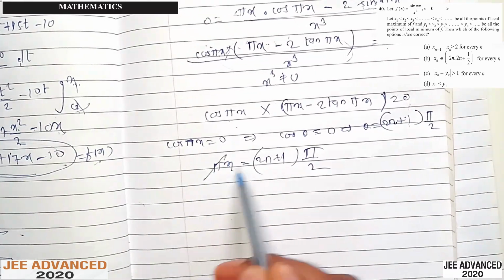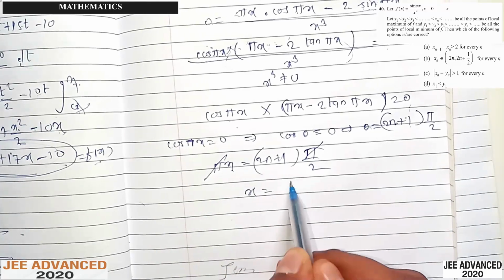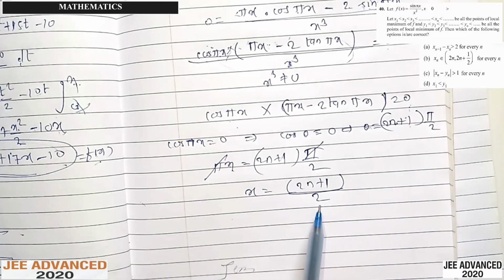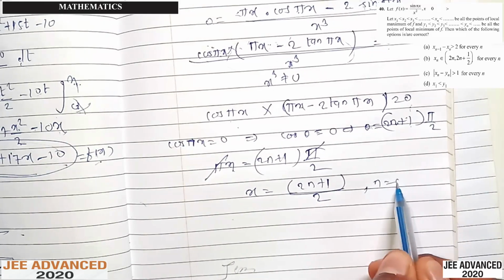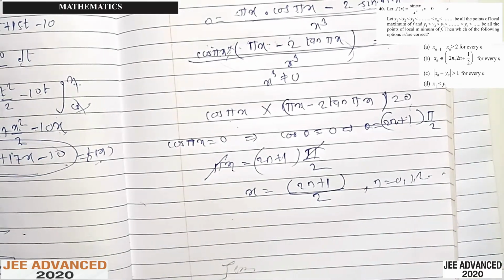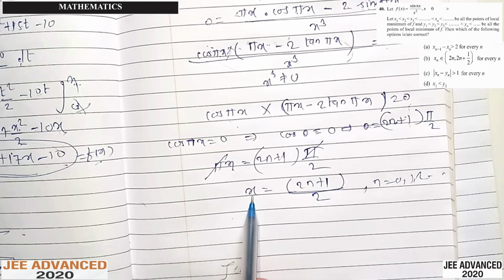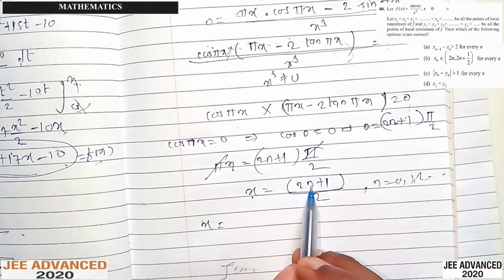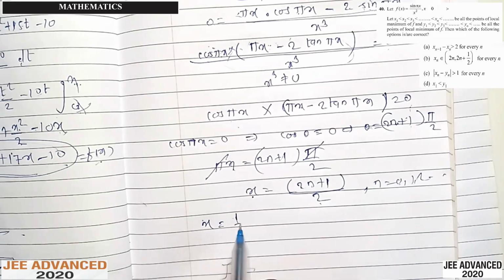Okay, so this pi gets cancelled with this, so I got the possible values for x, which are (2n plus 1) pi by 2, where n runs from 0, 1, 2 and so on. So the values for x: put n is 0, then we'll get (2 into 0 plus 1) by 2, which is 1 by 2.